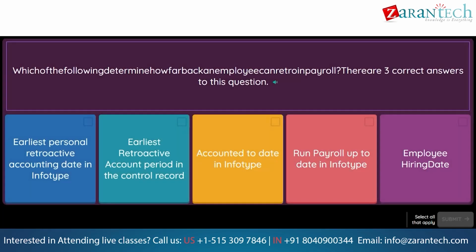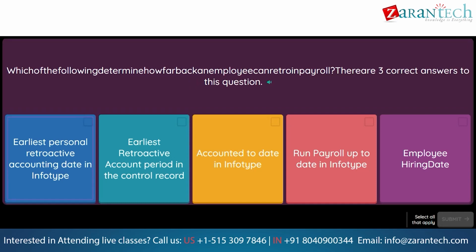Question: which of the following determine how far back an employee can be retroactively run on payroll? There are three correct answers to this question. Option 1 Earliest personal retroactive accounting date in info type. Option 2 Earliest retroactive account period in the control record. Option 3 Accounted to date in info type. Option 4 Run payroll up to date in info type. Option 5 Employee hiring date.